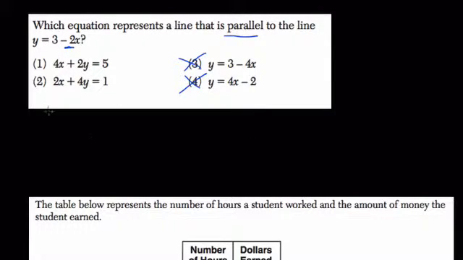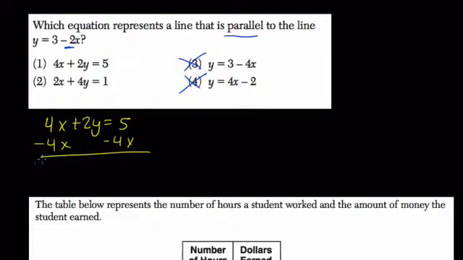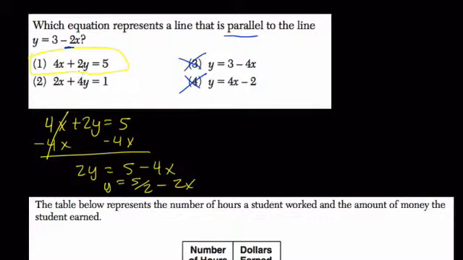So let's just rewrite the way they're presented. 4x plus 2y equals 5. We subtract 4x on both sides. Our goal is to get it into mx plus b format. And 2y equals 5 minus 4x. So when I divide both sides by 2, we get what? y equals 5 halves minus 2x. So here the slopes are the same and the y-intercepts are different, so they're parallel. And that's just choice number 1. Okay, let's keep going.